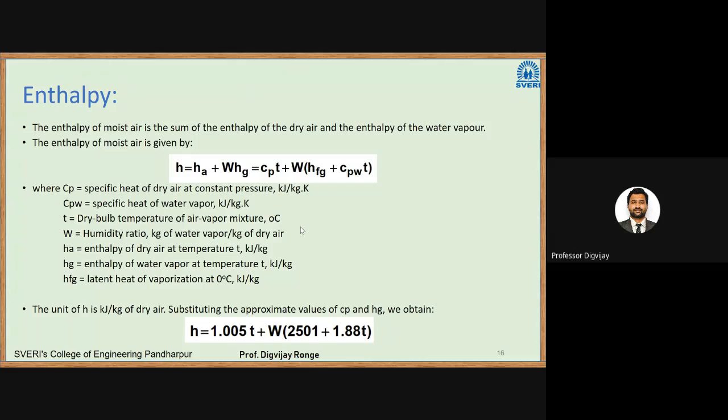Okay. So if you take the enthalpy of moist air, what it says here is, enthalpy of moist air is the sum of enthalpy of dry air and enthalpy of the water vapor. So this is similar to our Dalton's law of partial pressure. In Dalton's law, total pressure is the sum of partial pressure of dry air and partial pressure of water vapor. In case of enthalpy, it is the same: enthalpy of that mixture, moist air, is the summation of enthalpy of dry air and enthalpy of water vapor. So enthalpy of moist air is given by, here is the formula, H is equal to Ha plus W into Hg. Now this is very similar to what we do in case of our pH chart.